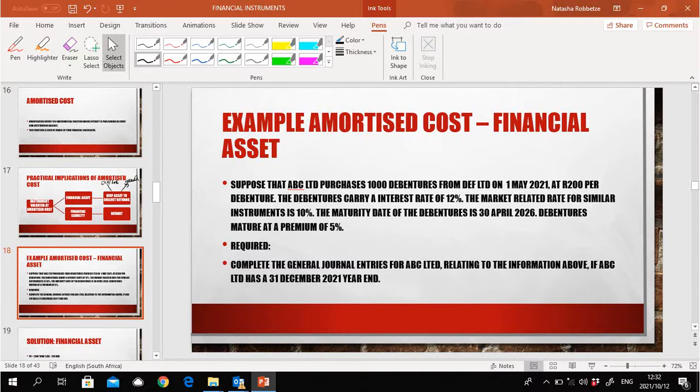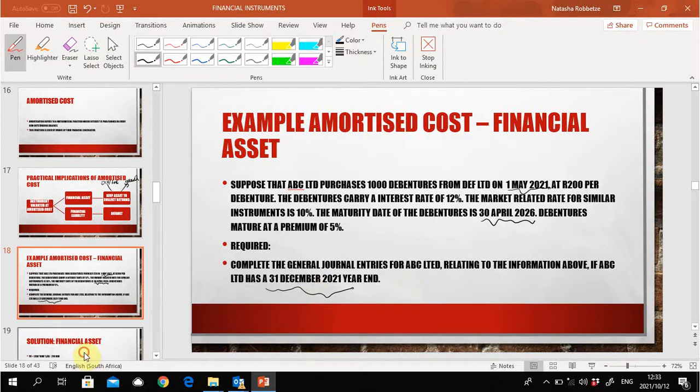But in the required, they say complete the general journal entry for ABC Limited relating to the information if ABC has a 31st December year end. Something that's also now very important for you to notice is the year end of the business versus the year of the issuance. So this does not coincide. The financial year of the debentures and the financial year of the company is not the same. And this is something interesting that needs to be sorted out.